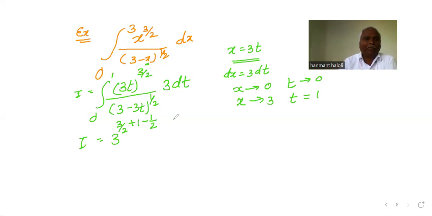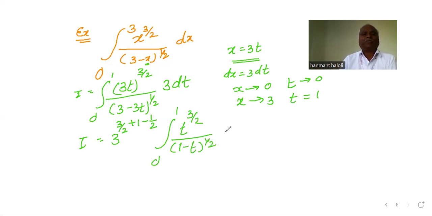Then the remaining part is integral 0 to 1. The numerator is t raised to 3 by 2, and after taking 3 raised to 1 by 2 common outside from the denominator, you get (1 minus t) raised to 1 by 2, dt. Now integral I equals 3 raised to the power, if you make the LCM, 3 plus 2 minus 1, that is 4 by 2, and this is a beta function.